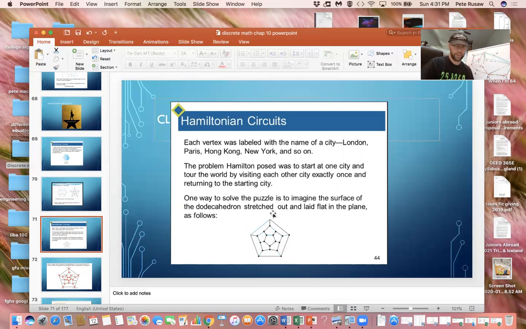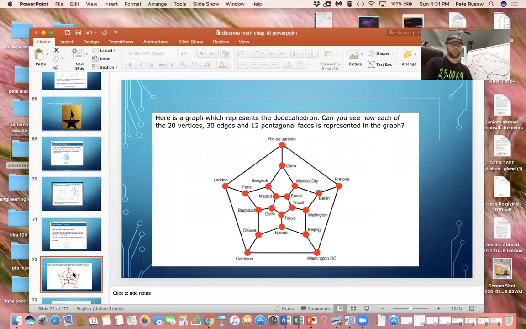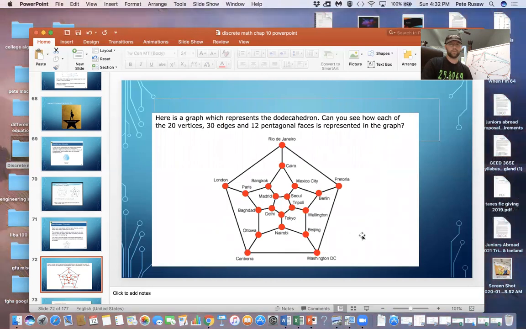You can actually see a Hamilton circuit here. You can start wherever you want, but the blue lined edges are not included. If you follow the black lined edges, you can start wherever you want. Start here, wrap around, just keep following the black lines, and get all the way back to where you started. So this graph does have a Hamilton circuit, and he used it with these cities.